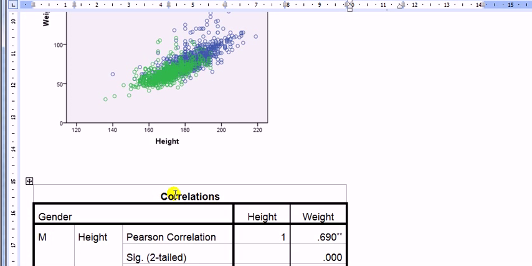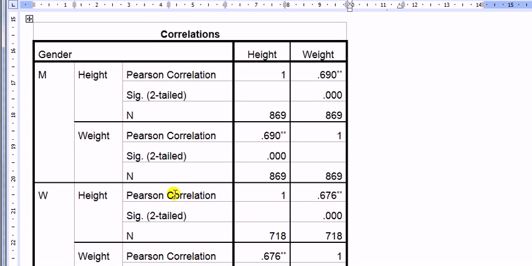Now let's look at the correlation figures. It doesn't matter what software I've got this from, we'll just look at the numbers. The key number is this one. So for men, the correlation between height and weight is 0.69. Alright, so that is higher than 0.5. It's quite strong, isn't it? Let's compare that to women. So for women, the correlation between height and weight is 0.68 about. So they're very similar.